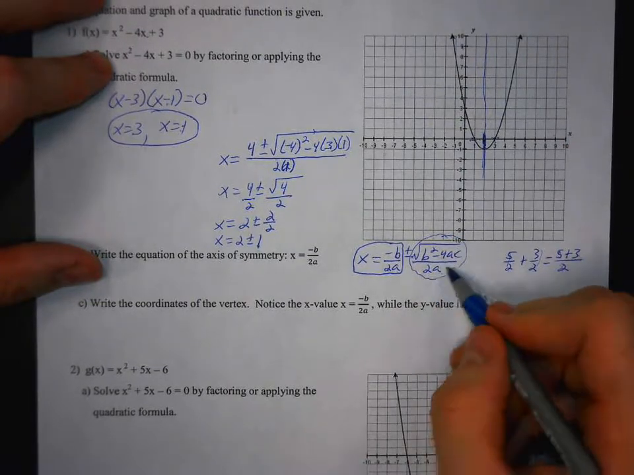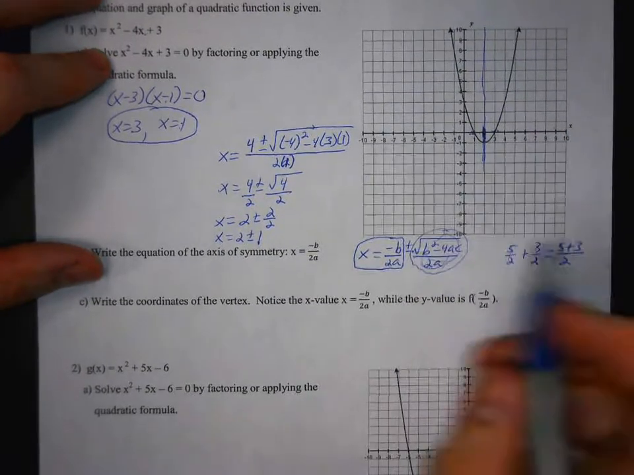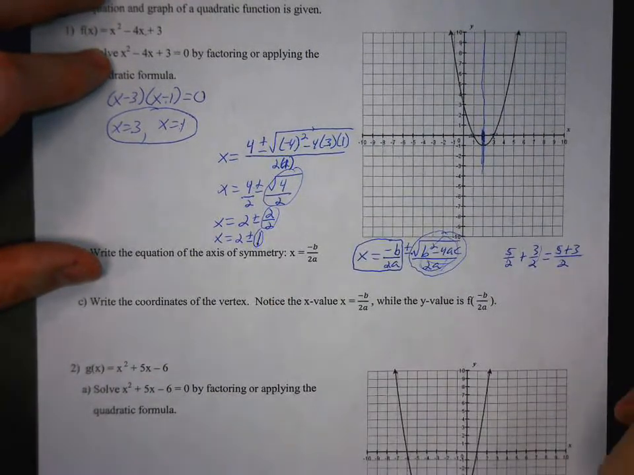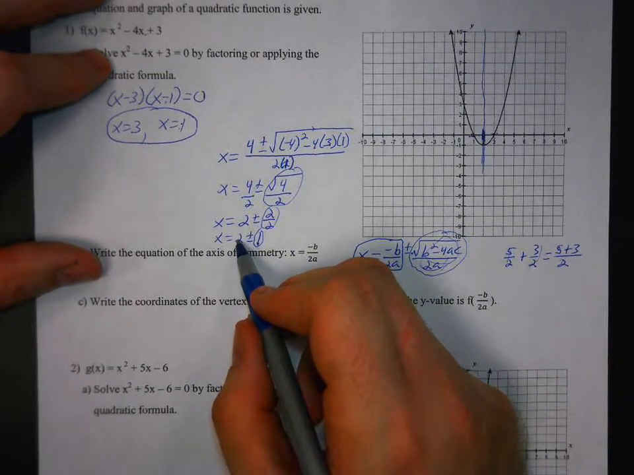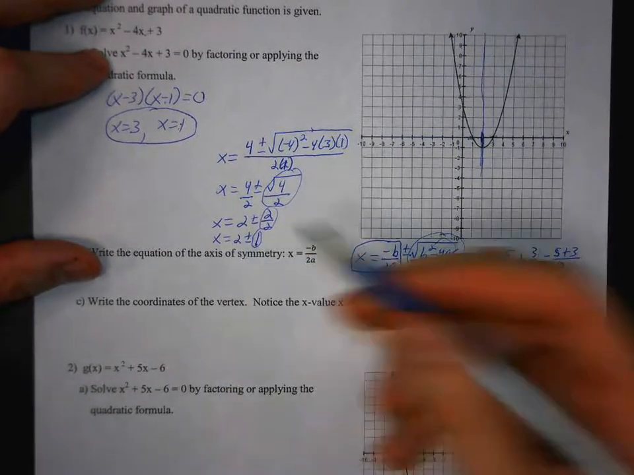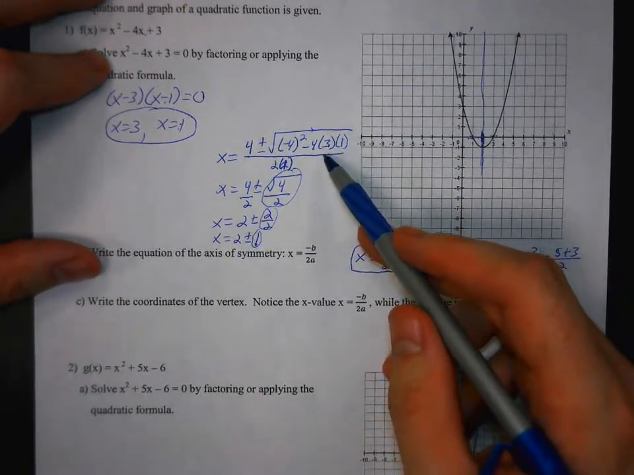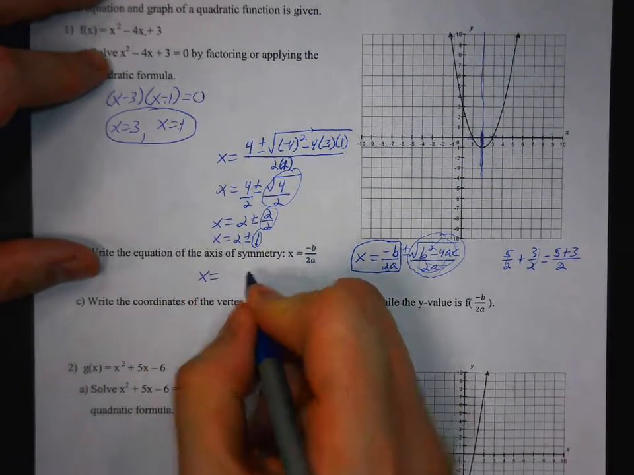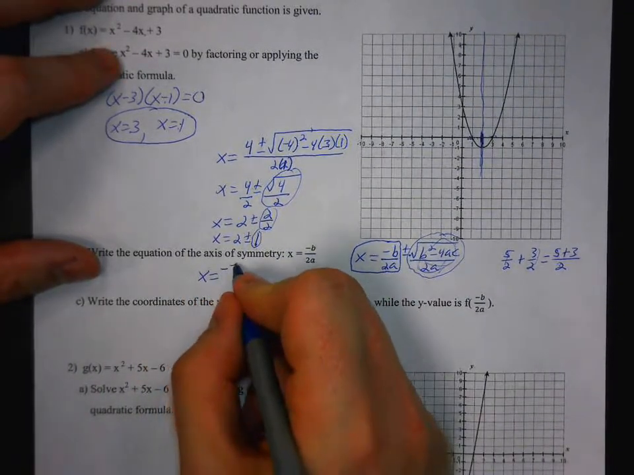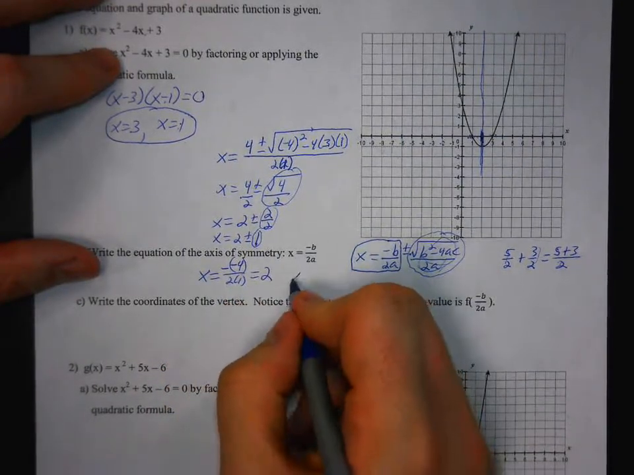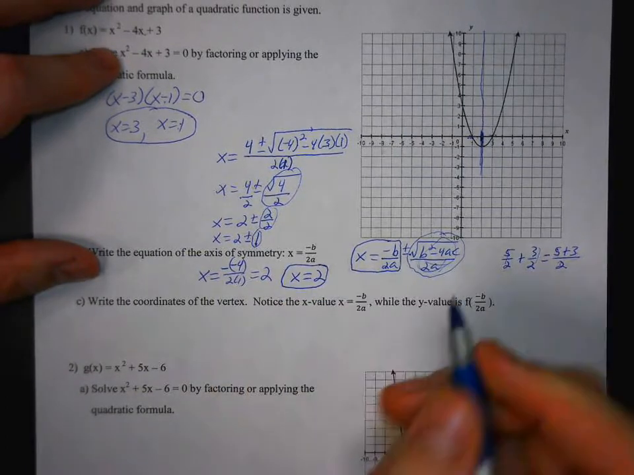So that square root of b squared minus 4ac all over 2a, that piece right here, is the distance that you're going to go from the center of your parabola to get to the x-intercepts. So it's kind of a neat thing to hopefully understand. Now I'm not going to test you on that as far as explaining what that square root part means, but that's really what it is. Okay, so axis of symmetry, x equals negative b over 2a, will be negative negative 4 over 2 times 1, which is 4 over 2, which we said is 2. So the equation is x equals 2.